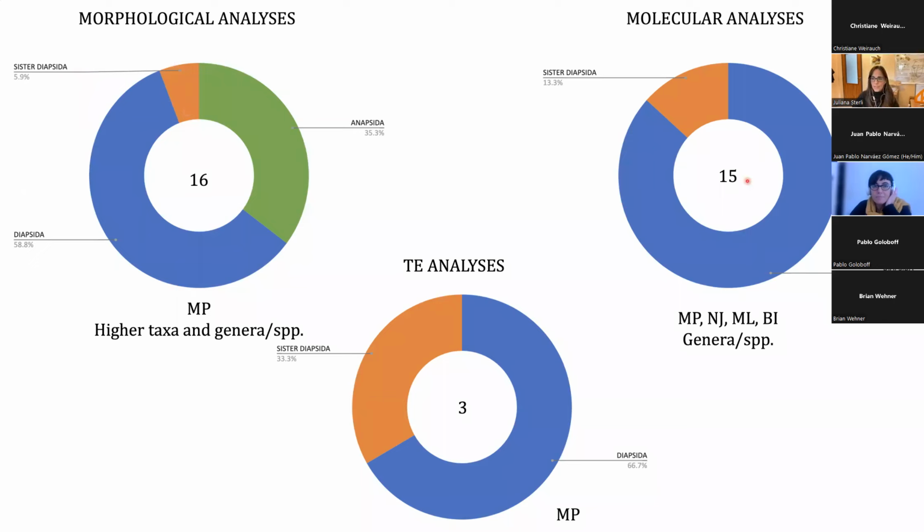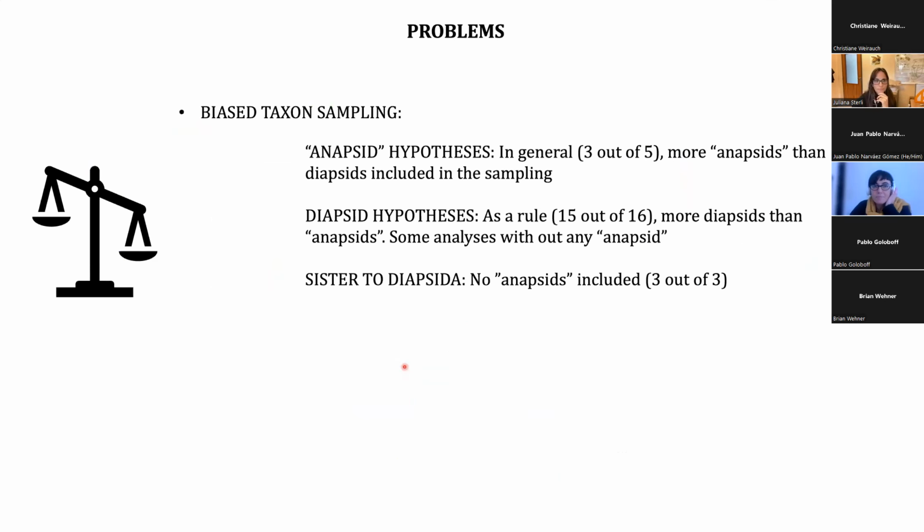And the molecular analyses are all related, mostly related with diapsida, and only 13% relate turtles as the sister to diapsida. In the total evidence analyses, most of them have found turtles inside diapsida, and only one of them found turtles as sister to diapsida, as in Golovov et al. 2009. So if we want to analyze this, why is it happening? Why do we get these results?